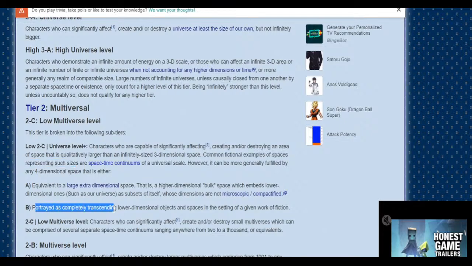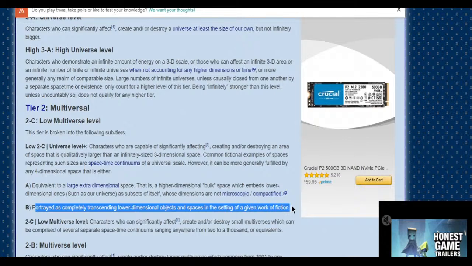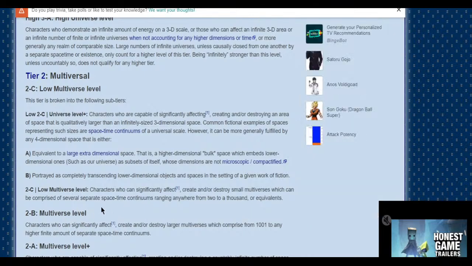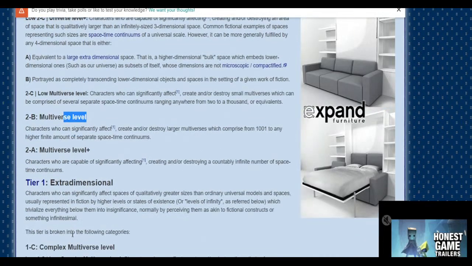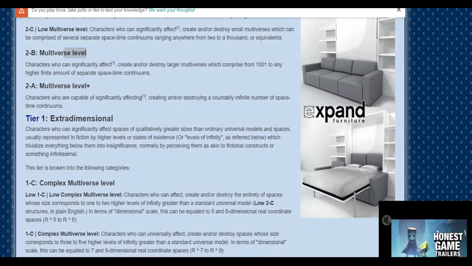B, portrayed as completely transcending a lower dimensional object in spaces in settings, given the work of fiction, which means depending on what the fiction says. And characters who can significantly affect or create or destroy small multiverses comprised of several separate space-time continuums, ranging anywhere between 2 to 1,000 or equivalents. Then we go into multiverse, and it just keeps going. So to answer your question, it works like this.